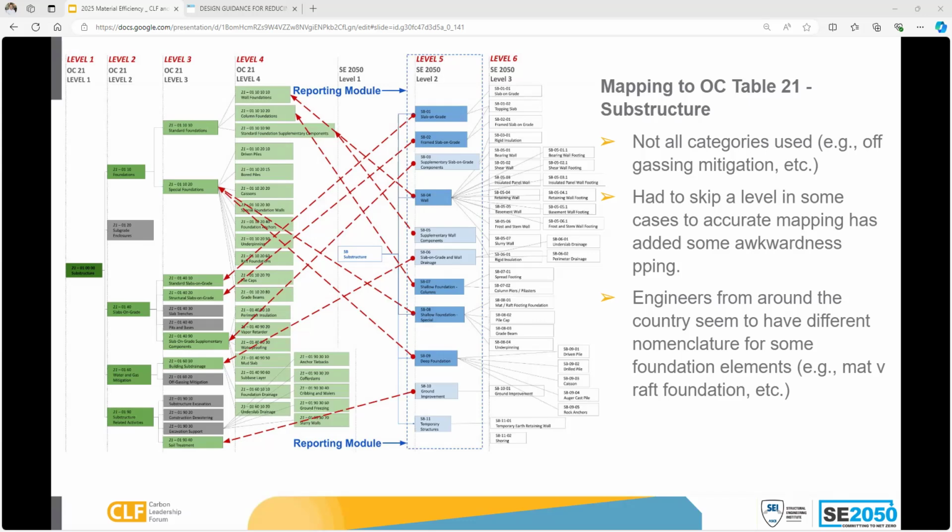And then on the foundation side, it was very awkward because we had to start skipping levels. We mapped directly from ours to level 3 instead of level 4. I just wanted to give you a flavor of the effort that went into this.